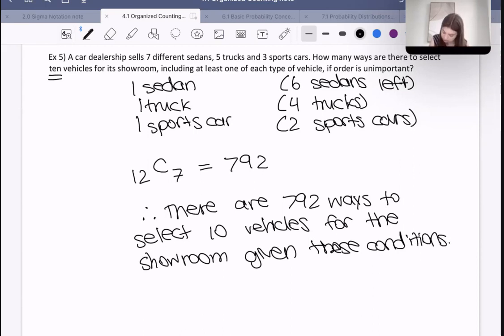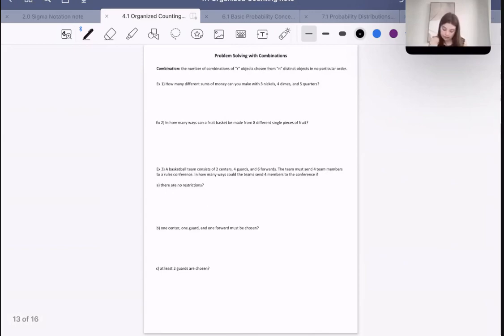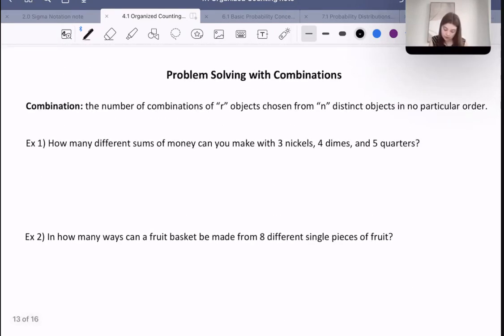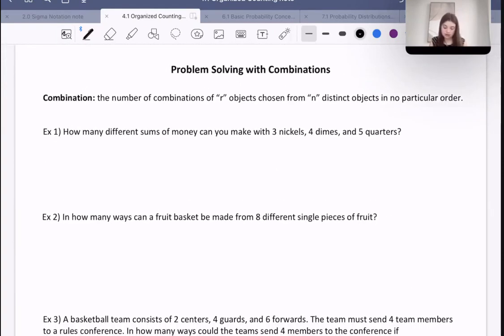Awesome. Very good. Okay. All right, let's move on. Let's talk about problem solving with combinations. This one is reminding us again that a combination is the number of combinations of r objects chosen from n distinct objects with no particular order. So, that's just reiterating what we've already done, just to remind us that that is indeed the case. Okay, so let's do some more examples on this one.